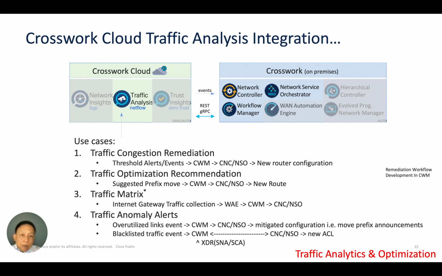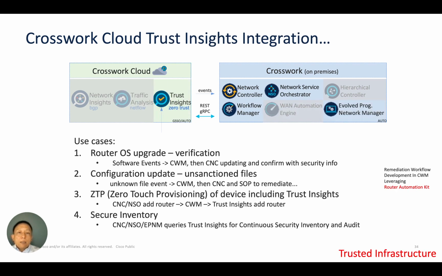Okay, great. So let's go and have a look, see what Trust Insights can do in this scenario, right? Trust Insights in the green box, and then on the blue box you have Network Controller, NSO, Workflow Manager, and also EPNM. Interesting. Right. So let's go have a look. I think the press release probably announced already. The router automation kit is one of the things that's working on top of, or working with, the workflow manager. And the top three use cases there are already built, and these are some of the samples.